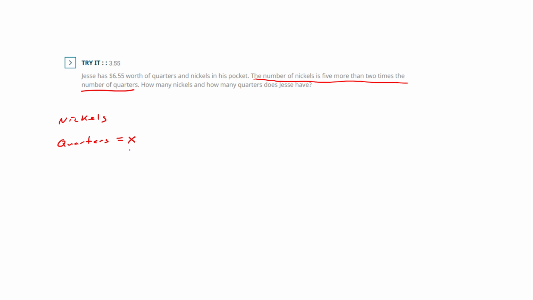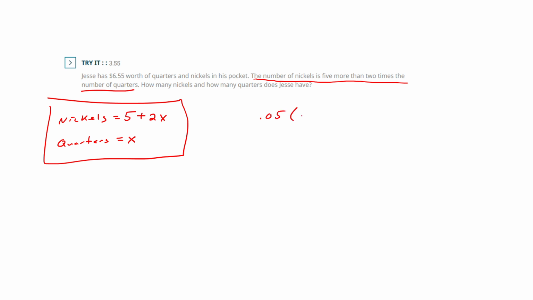So quarters is going to be my I don't know. Now we'll go one step at a time. Nickels is 5 more than twice the number of quarters. And quarters is I don't know. So a nickel is worth 5 cents. Again, I'm flipping this around because that's usually what we do in algebra, but with the x in front, and that's $6.55. Now we're distributing here.